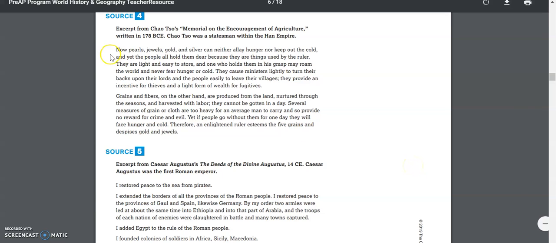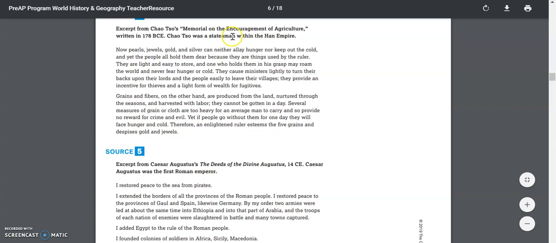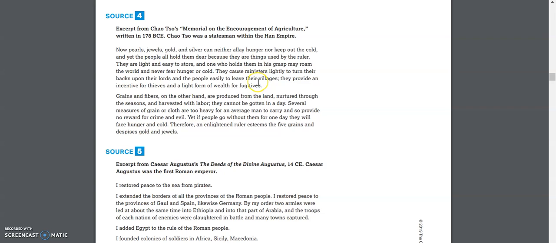Okay, so picking up from where we left off, we were with Source 4 right here, looking at how the Han Empire saw more practical use in their civilizations developing grains and fibers and things that can be used for food and trade, rather than pearls, jewels, gold, things that could be used for currency, but not great for trading and the growth of civilization and cities.